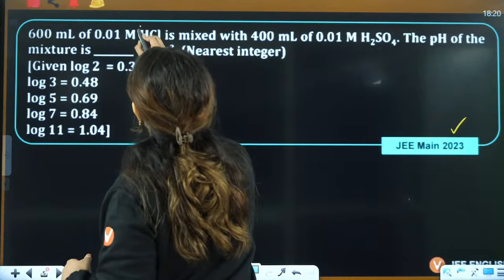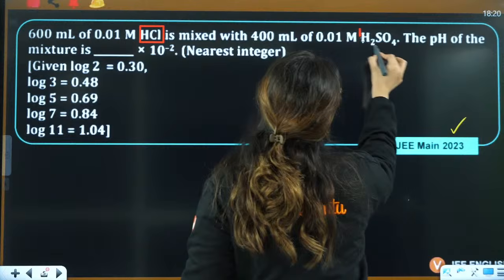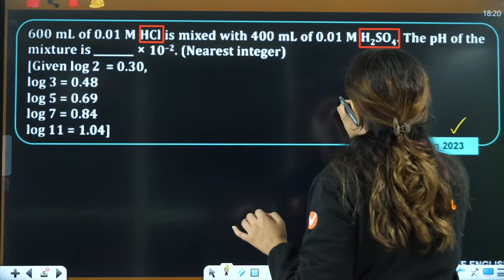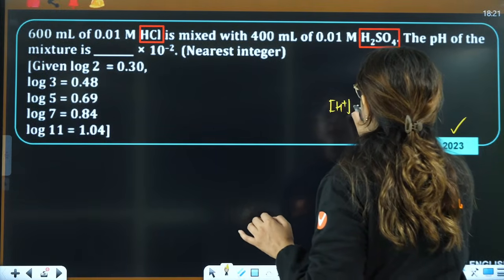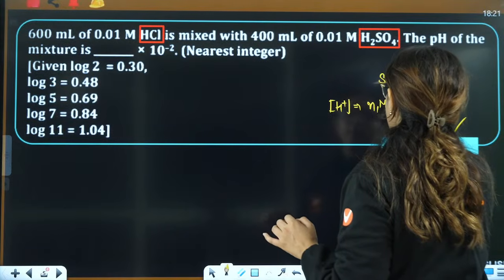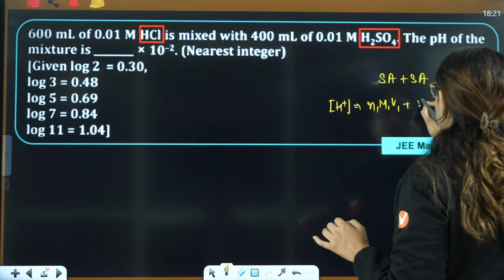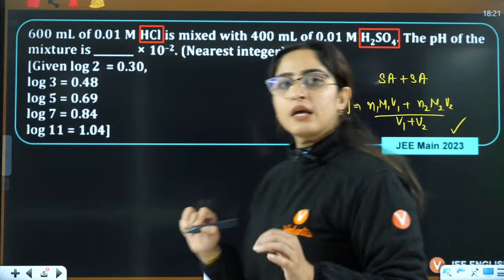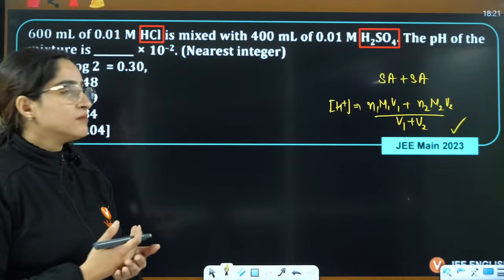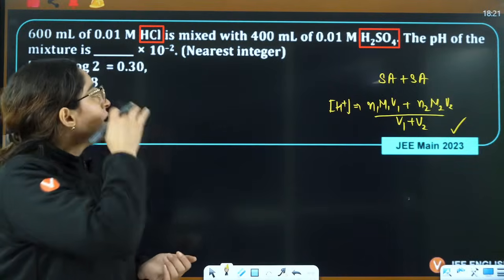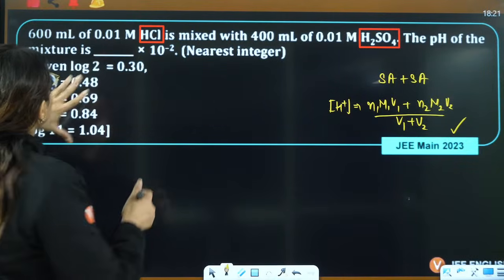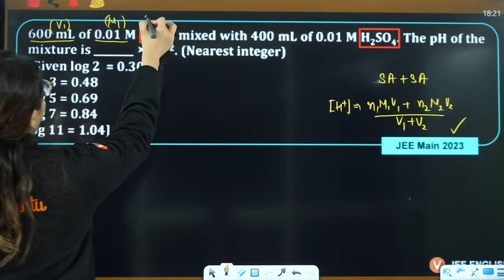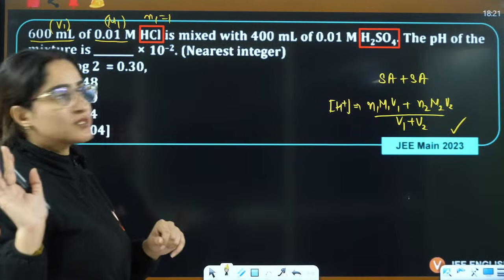You can see over here HCl, and here it is H2SO4. Isn't it a pair of strong acid and strong acid? And what was the definition of H positive in this case? It was N1 M1 V1 plus N2 M2 V2 divided by V1 plus V2, right? Okay, because normality is equal to N factor into molarity, right? So for N1, V1 is given to you, amazing. M1 is given to you, awesome. N1 is going to be 1 because only one H positive is given here.